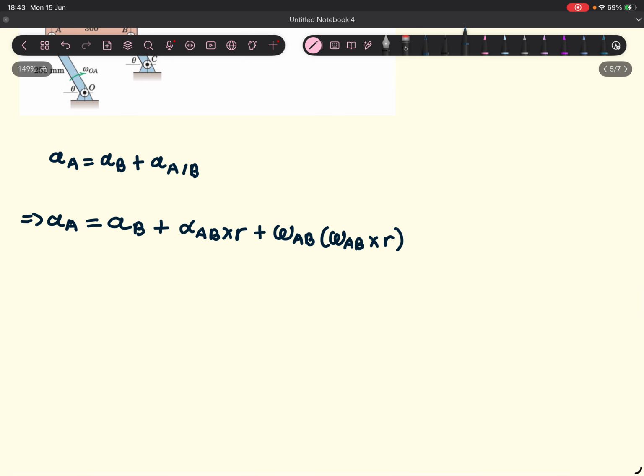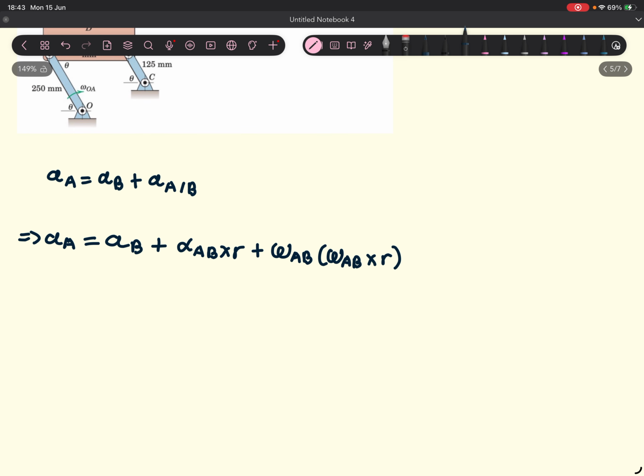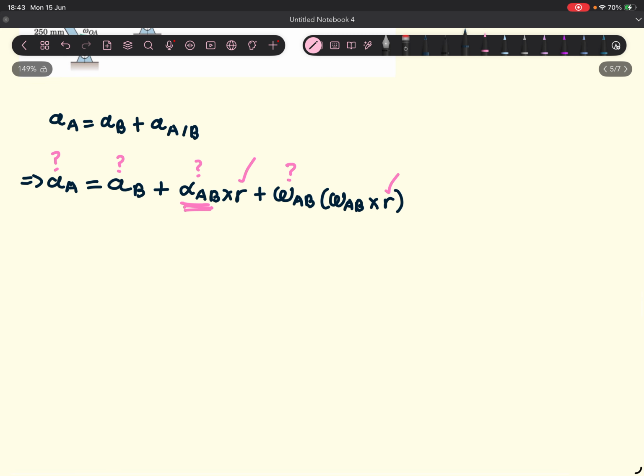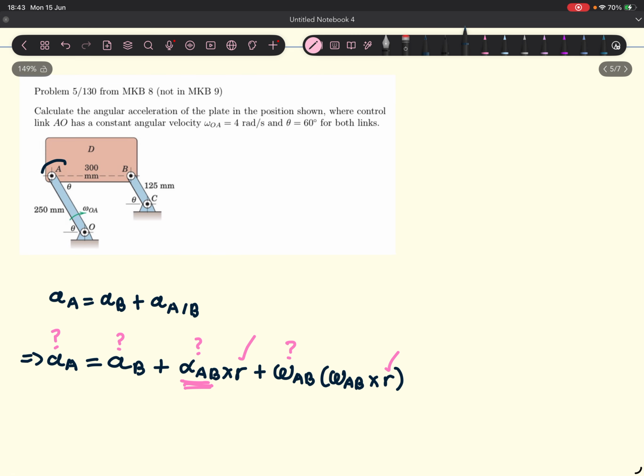So cool. We need to find that. We need to find, this is what we're looking for, and we need to find that as well to solve for the problem. This and this we can find pretty easily. We also don't know what acceleration of A is, right? So let's start with point A, since we know some information about this link AO.